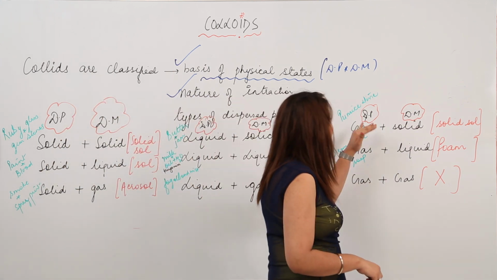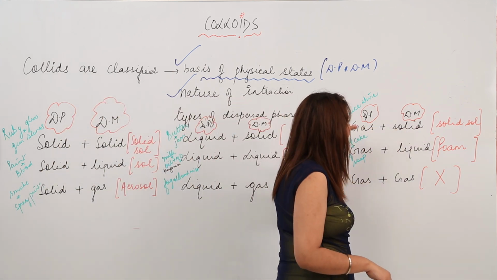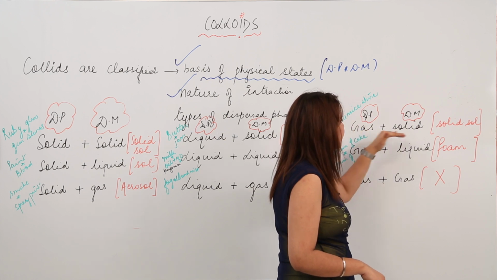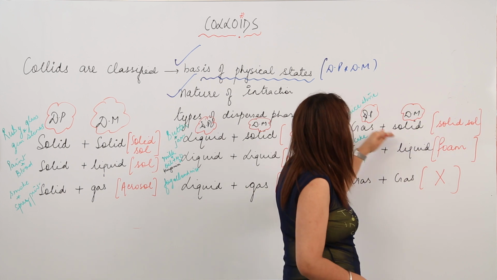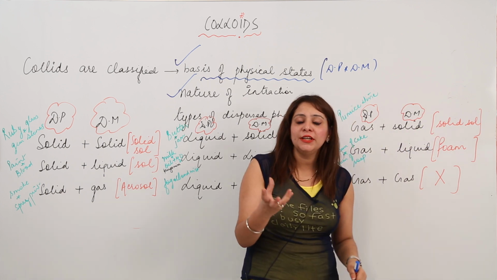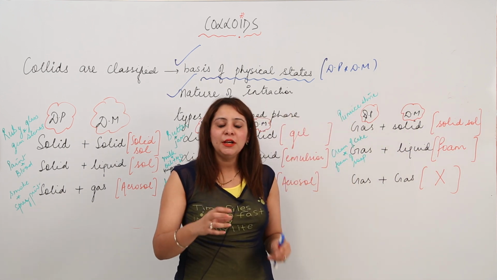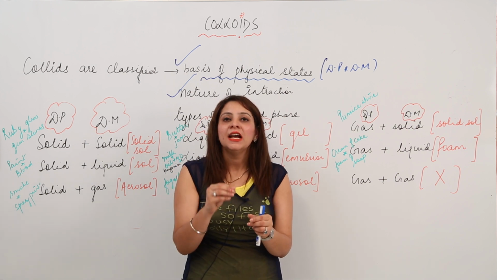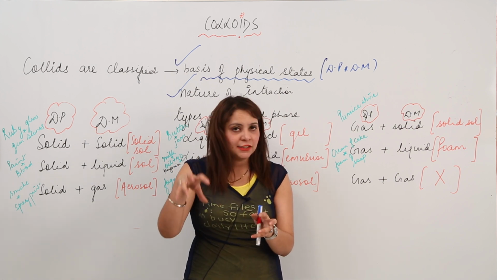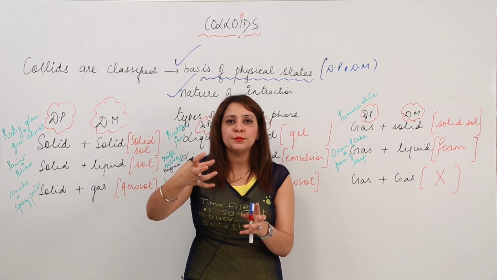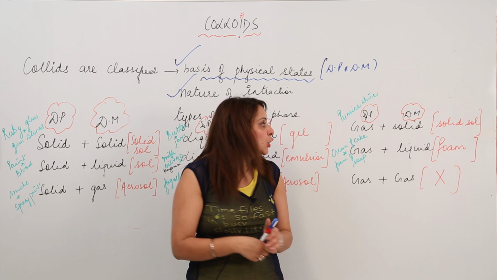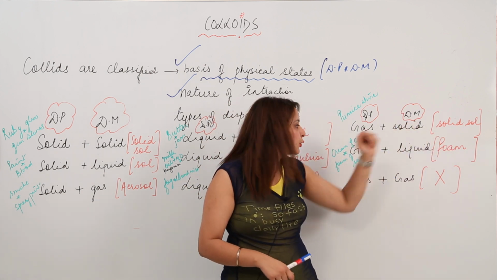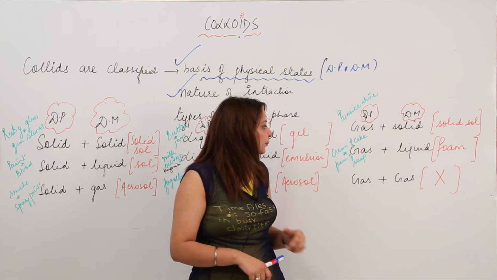Now we have gas in solid. When gas particles are suspended in solid, it is called solid sol, right. For example, pumice stone. Actually the medium is solid, but it has tiny pores in it, and due to those pores there are more air particles trapped inside. That is why it appears to be light. So they are actually called solid sols. So pumice stone is our example.